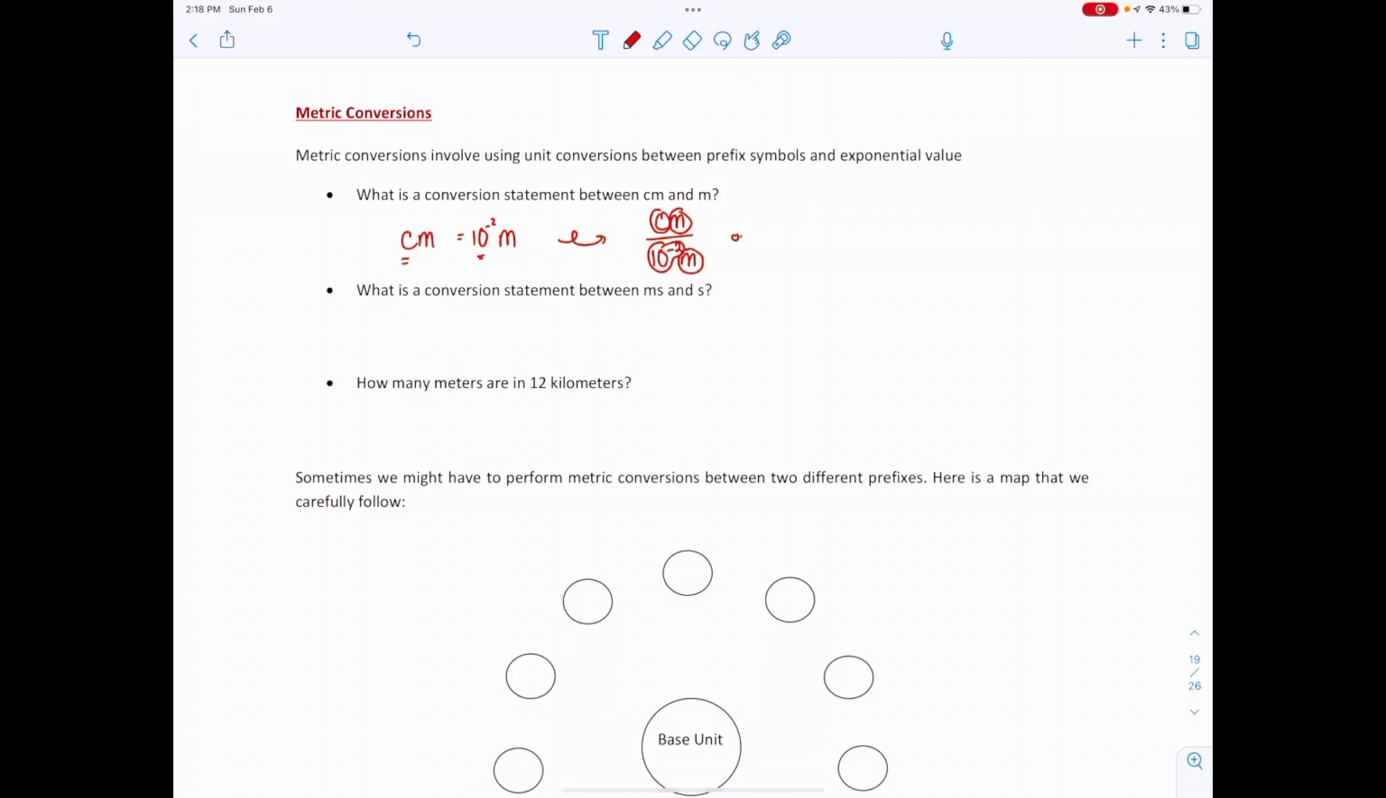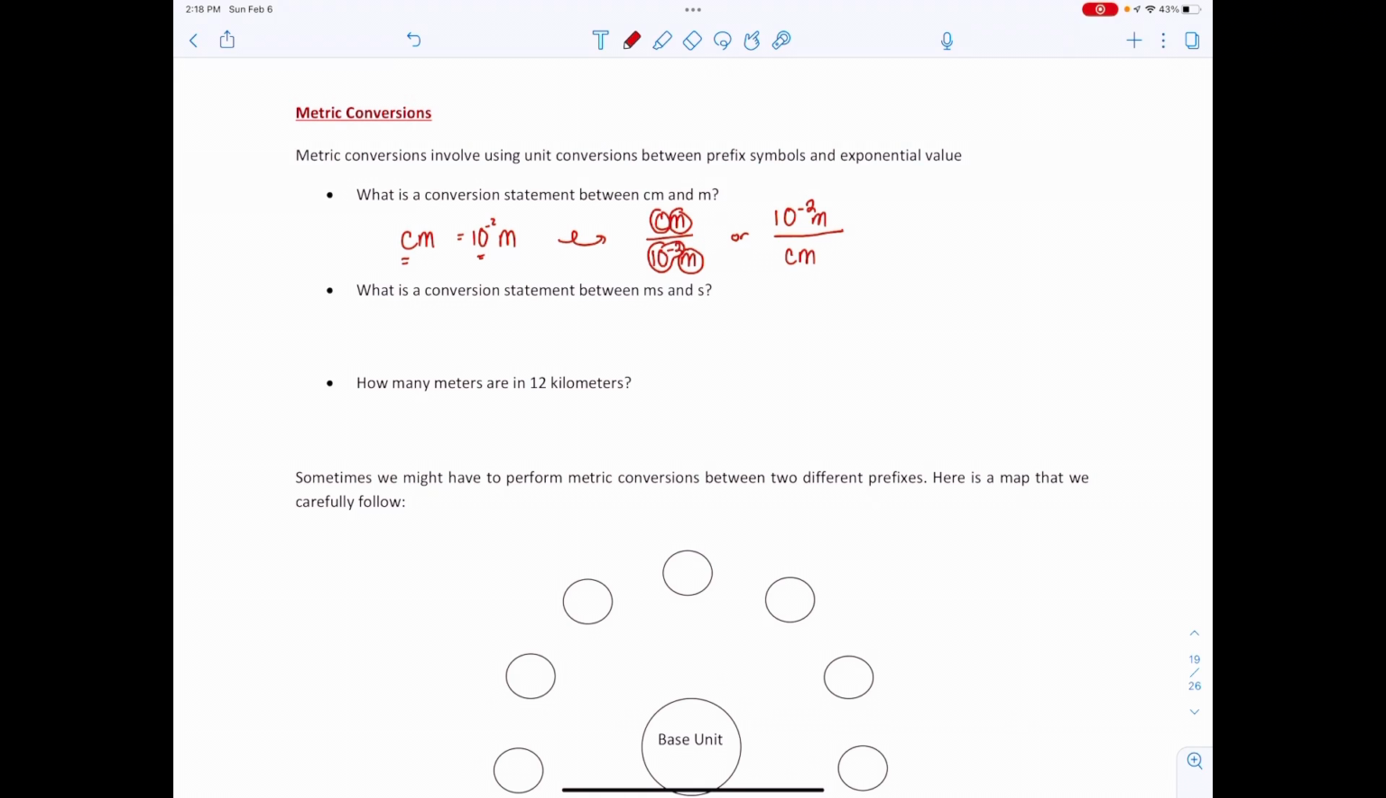Or I can flip this around and say, in 10 to the power of -2 meters, that is 1 centimeter. So it doesn't matter if you put the centimeters on the top or the centimeters on the bottom. These conversion statements mean the same thing. Either, in 10 to the power of -2 meters, that is defined as 1 centimeter, or if I have 1 centimeter, that is 10 to the power of -2 meters.